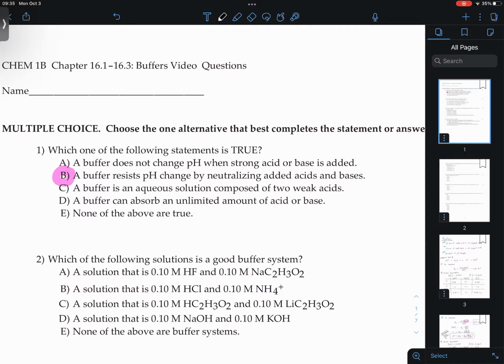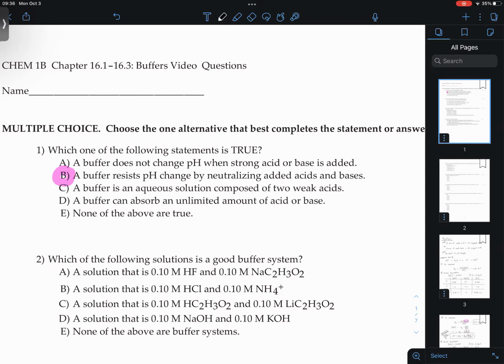And we're going to illustrate this mathematically when we talk about titrations on Wednesday. Okay, but it's not that it can absorb an unlimited amount, and it's not that the pH doesn't change at all. It's that it's resistant to change. It changes much less than it would without that buffer there. But absolutely, when you're adding acids or bases, they're just going to react with your acid or your conjugate base. And so that's how this reaction is resisting pH change.